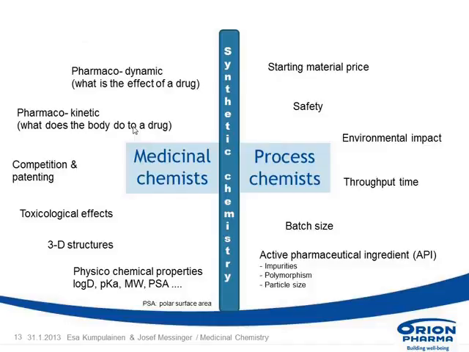Coming again to the borderline between medicinal chemist and process chemist. The medicinal chemist looks to the physical chemical parameters of your molecule. It looks to the molecular weight. It should not be too high. You have to have a certain pKa. You should have a certain log P value. And you look to the polar surface area, because depending on the polar surface area, you may not be able to enter the brain. Bad thing.